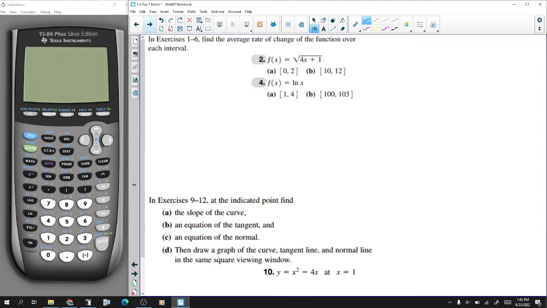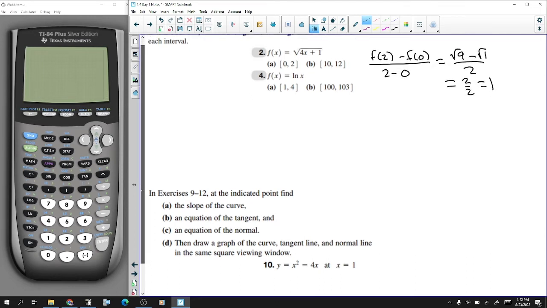Find the average rate of change of the function over each interval. Okay, so we go f of 2 minus f of 0 over 2 minus 0. 8 plus 1 squared is 9 minus, we plug in 0, we get square root of 1 over 2. So 3 minus 1 is 2 over 2. That's 1.